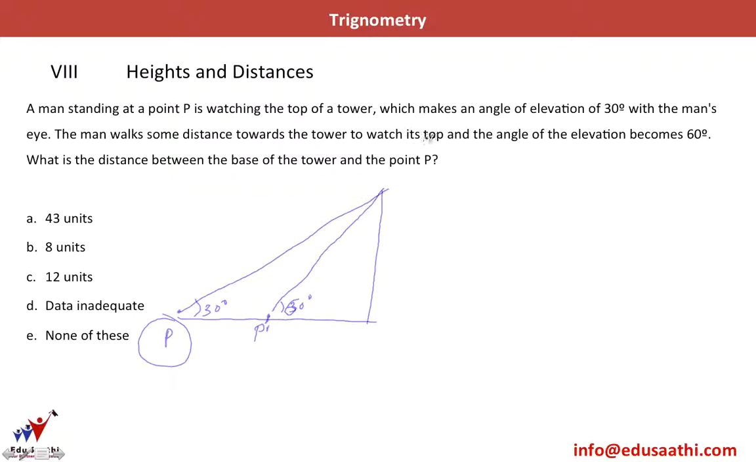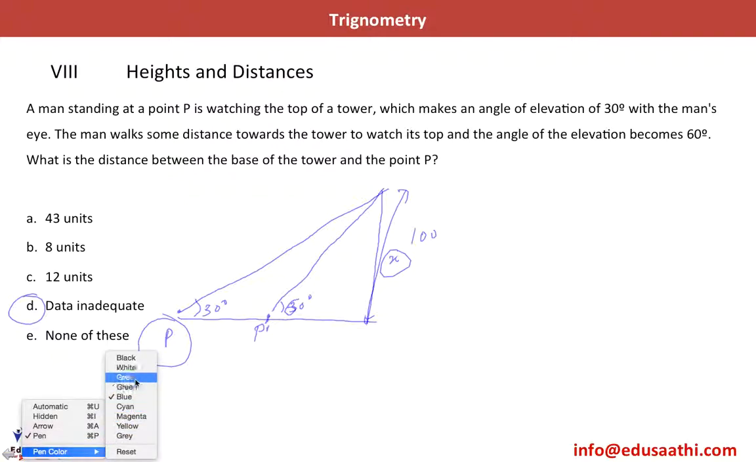Now if you look here, the height of the tower is not mentioned. This height is not mentioned. Let's take this as x. Now if I do not have even one numeric number in the entire question, I cannot ever find out what is the distance of the point P. So the answer here is simply data inadequate. If let's say this height was 100, I'm doing a question by assuming a height so that you have clarity. In the given question, we do not have this height of the tower, so it is not possible to solve. The answer is data inadequate.